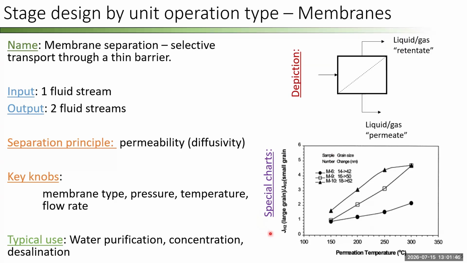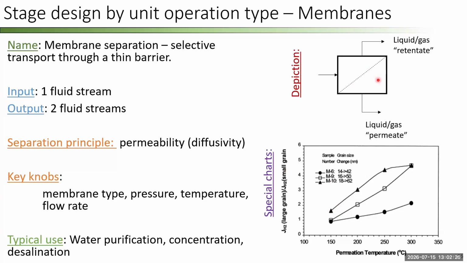What you'll often see in charts detailing membranes is the flux, right? So either just J by itself or the relative flux, which is the flux of one versus the other of two different molecules as a function of temperature, right? So the greater the flux, the more you can get, and the greater the ratio of this flux of what you want over what you don't want determines how well this is going to separate.